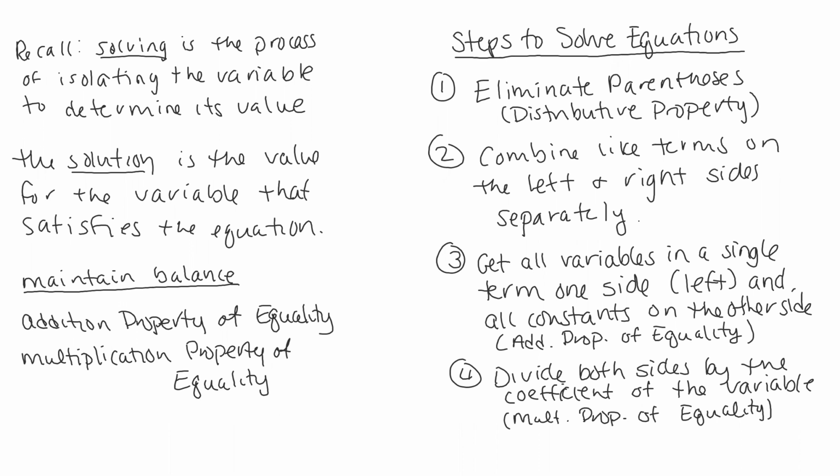So again, quick recap, solving is the process of isolating a variable to get the solution, which is the value for the variable that satisfies the equation. During the solving process, you must maintain balance. In order to solve, we first eliminate parentheses. We then combine like terms on the left and on the right. Next, you get all the variables in a single term on the left, all the constants in a single term on the right, and then finally divide both sides by the coefficient of the variable.